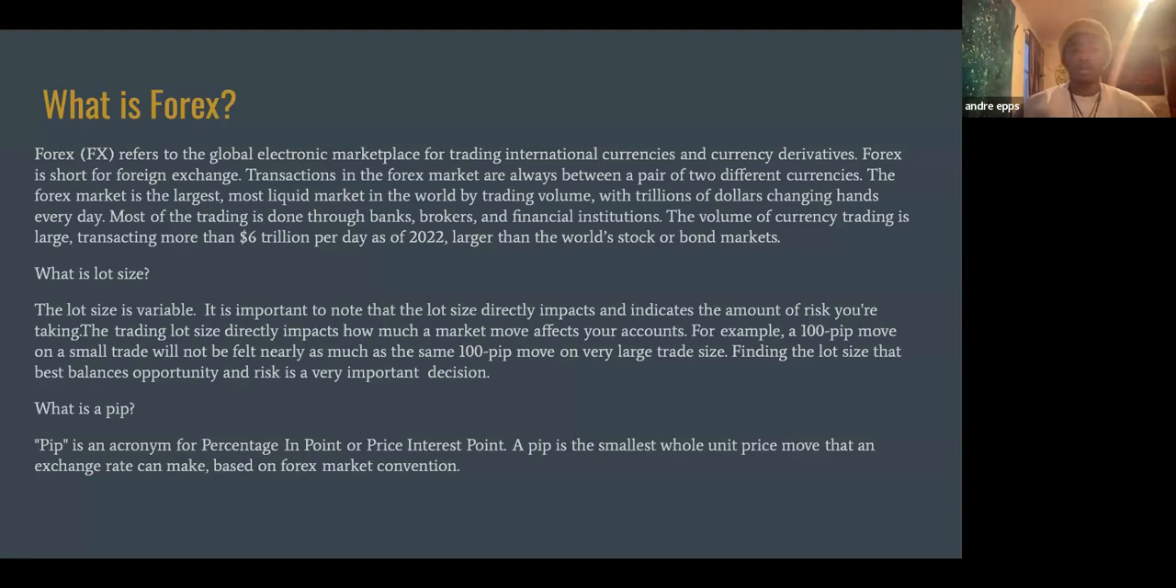So we're all talking about how do we make money in this opportunity, stuff along those lines. Pretty much a lot size is a way to calculate how much money you're going to make in your account relative to the fluctuation. So a lot size is a variable. It is important to note that a lot size directly impacts and indicates the amount of risk that you're taking. The trading lot size directly impacts how much the market moves affect your account. For an example, a 100 pip move on a small trade will not be felt nearly as much as the same 100 pip move on a very large trade size. Finding a lot size that best balances the opportunity and risk is a very important decision.